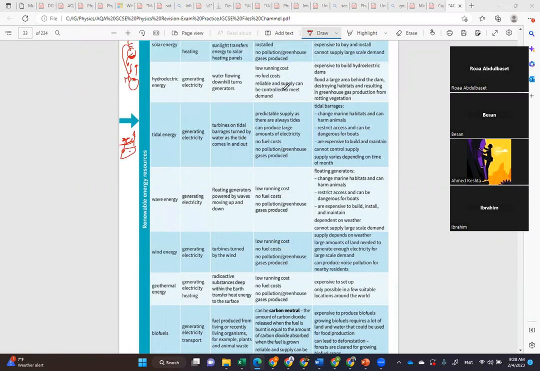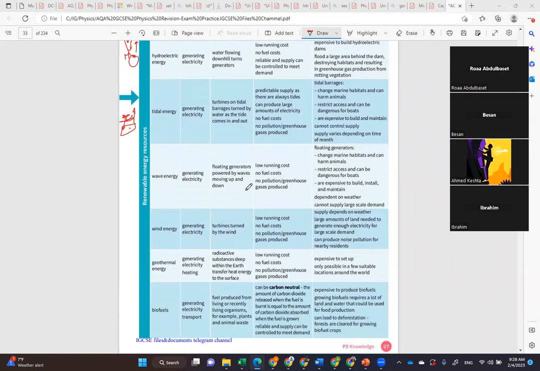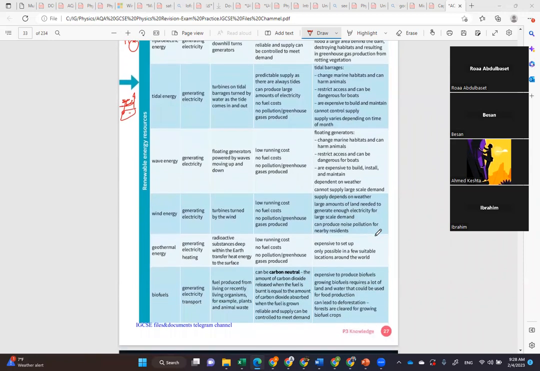and the same advantage as the tidal force, and the same advantage as hydroelectric force, and shares some advantages with solar energy. But the disadvantage here is that the wind depends on the weather, so supply depends on the weather. A large amount of land is needed to generate electricity for large scale demand. To build the turbines, you need a large amount of land, and they can produce noise pollution for nearby residents. You know the sound of turbines is very loud, so it can produce noise pollution.